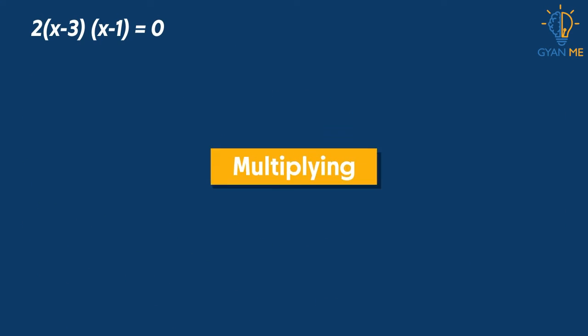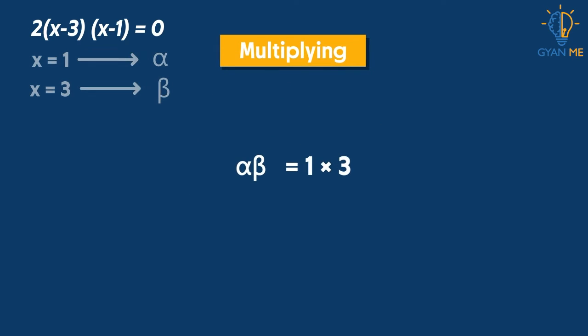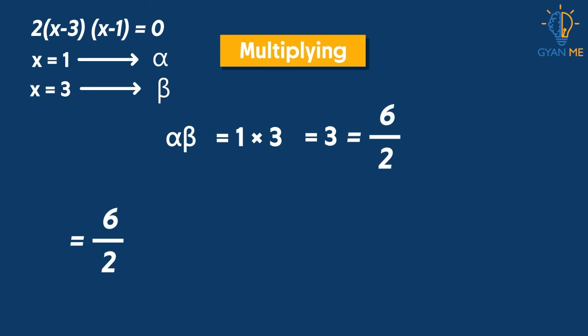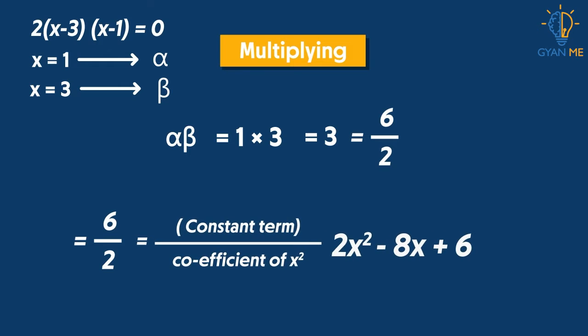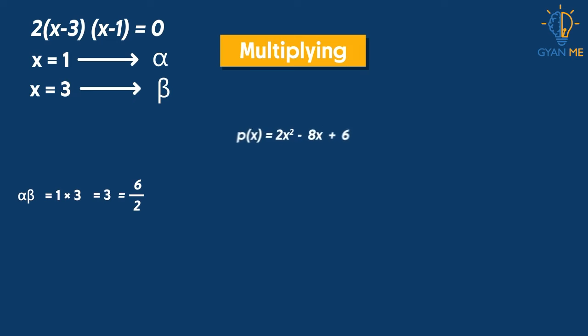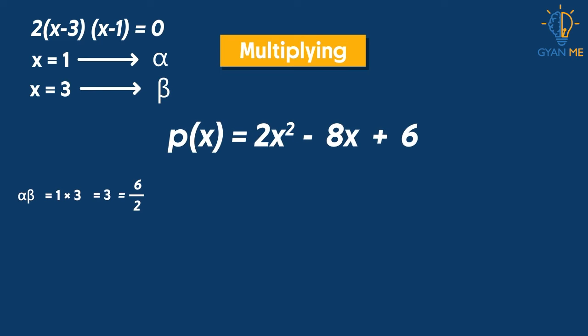Now let's see the multiplying part. Alpha into beta is equal to 1 into 3 is equal to 3. We can also write 3 as 6 upon 2, which is equal to constant term upon coefficient of x square. Alternately, consider p of x is equal to 2x square minus 8x plus 6.